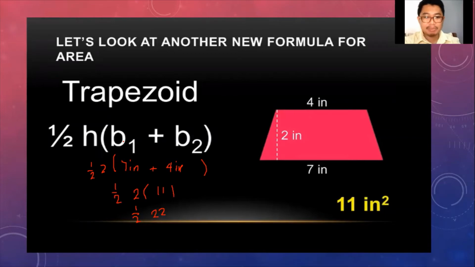Okay, so just remember, for the trapezoid, we have base number 1 plus base number 2, multiply it with its height, and then we're going to divide it by 2.